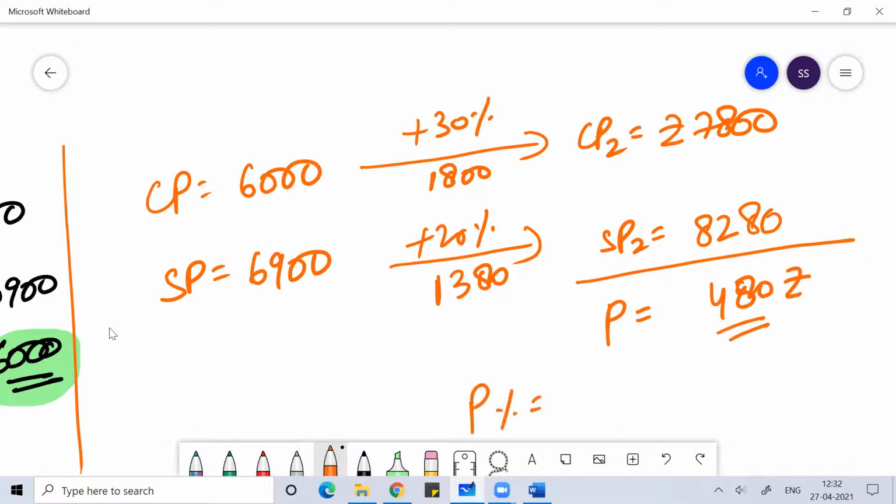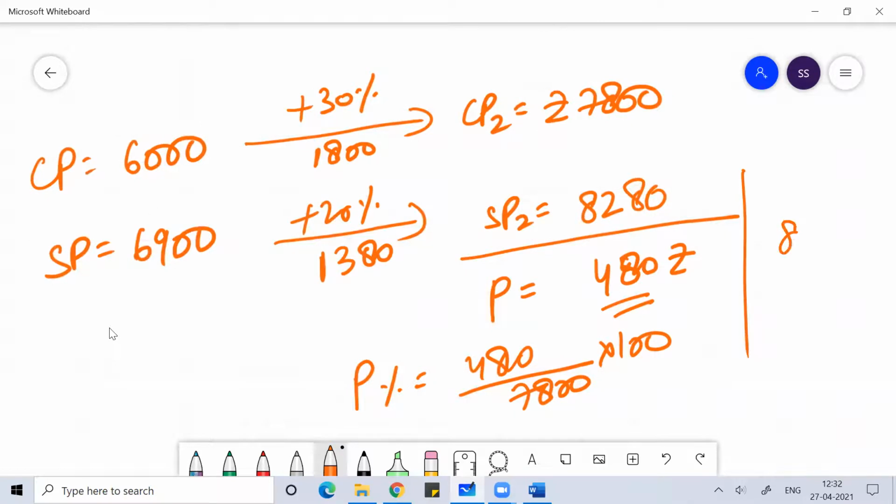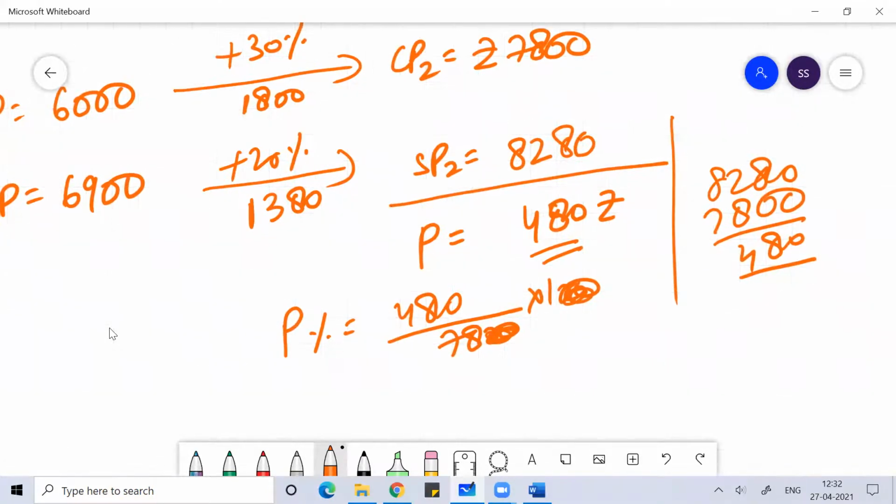So what is your profit percentage? That is profit divided by cost price into 100. You can solve this. So 8280 minus 7800. The 0 gets cancelled. So profit percent is 48 by 78. So 48 by 78, this is 240 by 39. 240 by 39.